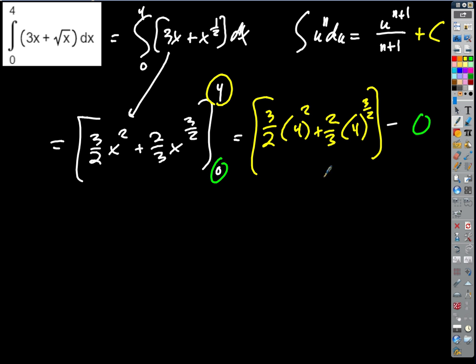And so my answer is just that, whatever that is. What's that give us? 16, so I get 8 times 3, so I get 24 from the first term. 4 to the 3 halves is 8, so plus 16 thirds. So that's my answer, right? Okay, what about this one?